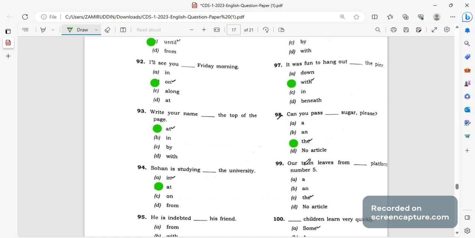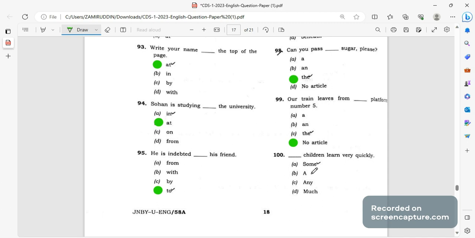Our train leaves from platform. No article for this. Our train leaves from platform number 5. So there will not be any article in this. When you go to the railway station, you might have heard them make an announcement like this: our train leaves from platform number 5. They don't use the or any article before it.